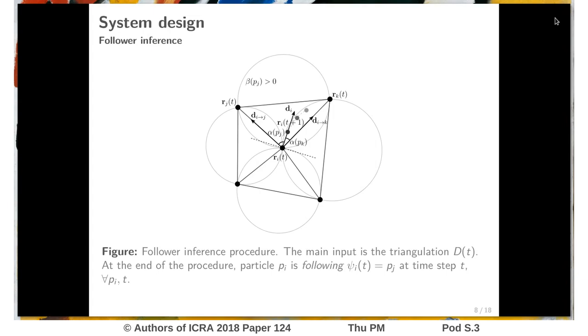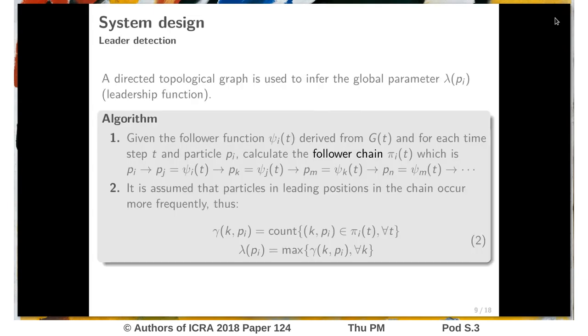The closest particle in terms of orientation angle is the one ahead. With the following information, we can build chains. Particles that occur often in leading positions have a higher magnitude of leadership.